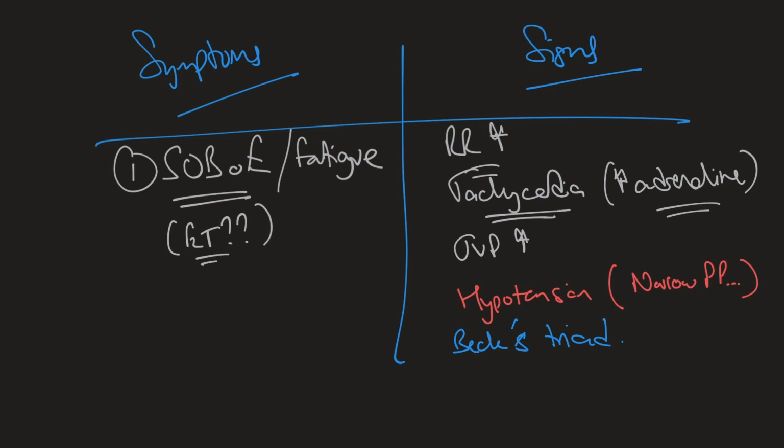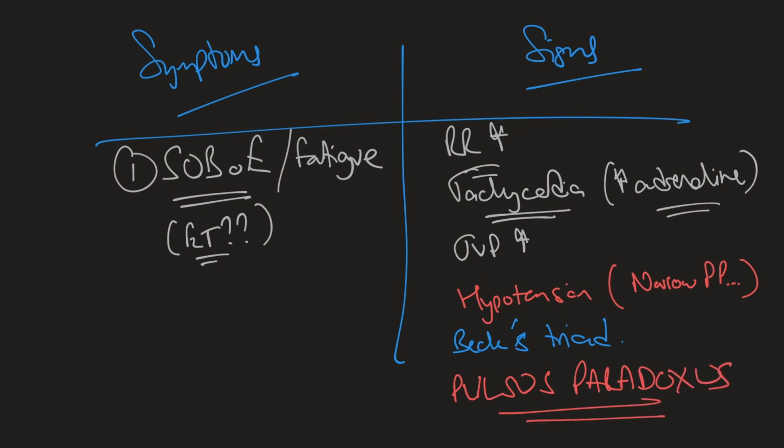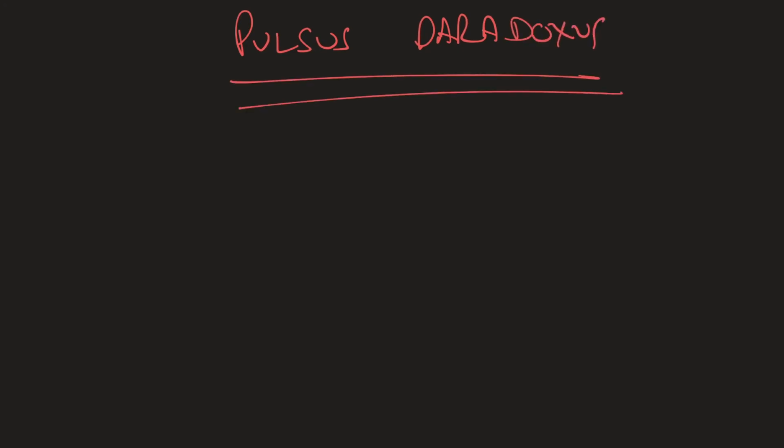And the final most important sign that you must be aware of, mainly again for written exams and sometimes in discussion bits of OSCEs, is pulsus paradoxus. Pulsus paradoxus is defined as a drop in your systolic blood pressure with inspiration of greater than 10 millimeters of mercury. So let's start by saying that everyone, in normal physiology, gets a drop in their blood pressure with inspiration. This is normal.